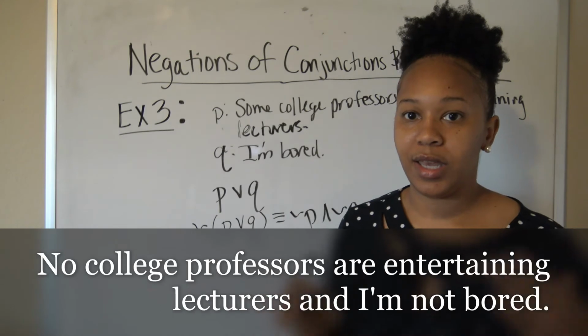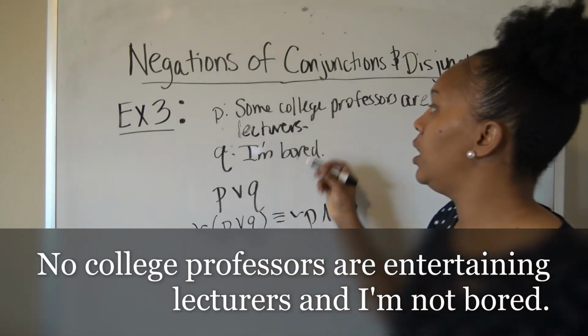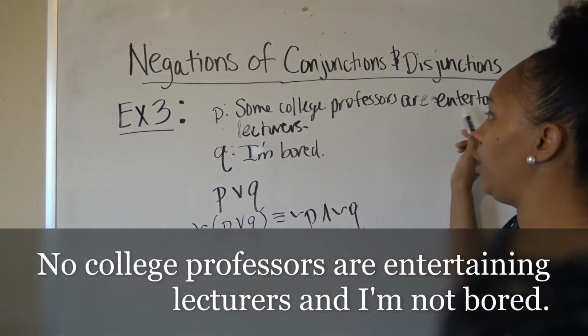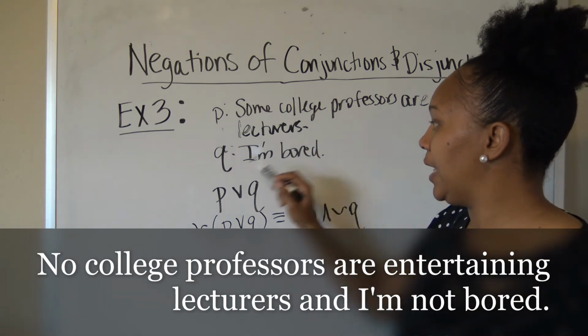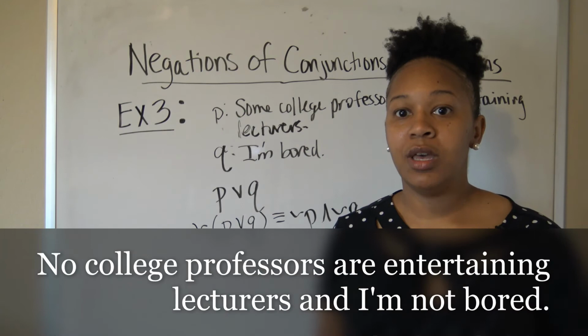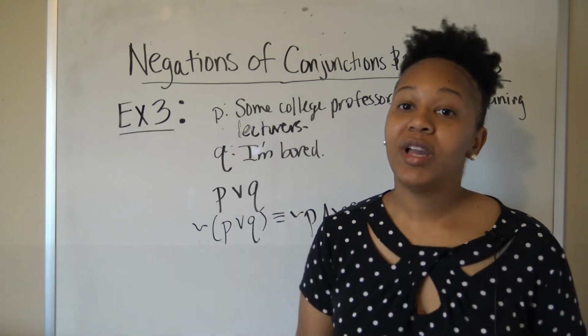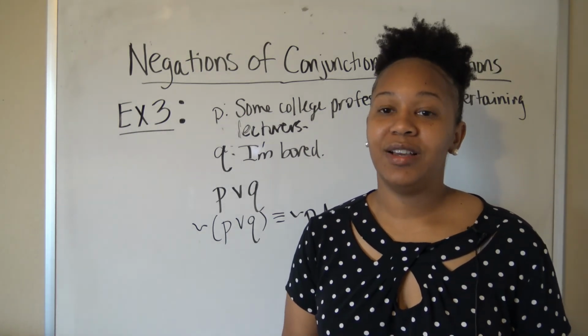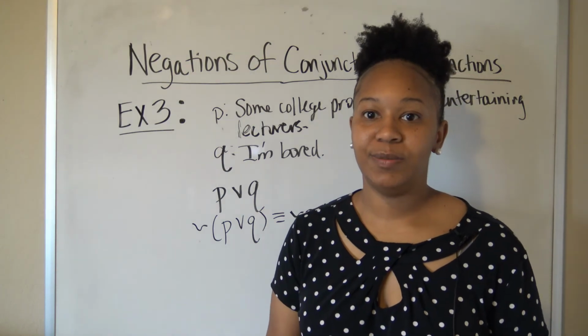So again, the negation of our original statement will be no college professors are entertaining lecturers and I'm not bored. All right, so that's how you would negate those. Those are examples of using De Morgan's law to negate the conjunction and the disjunction.